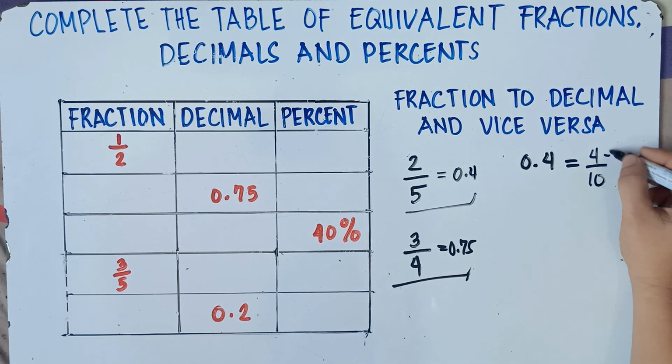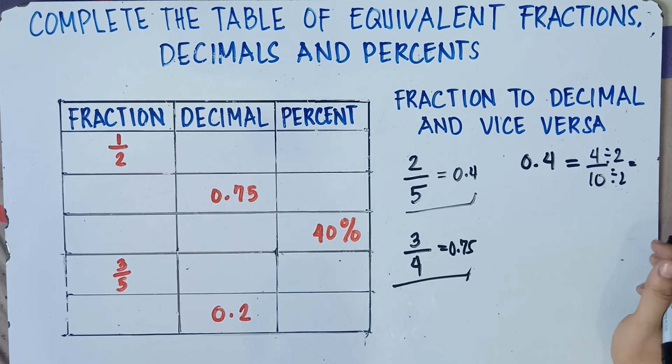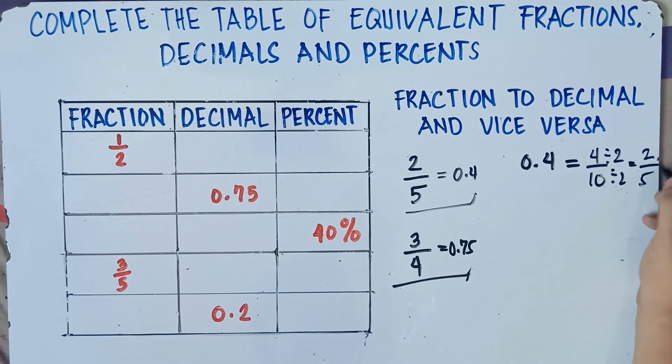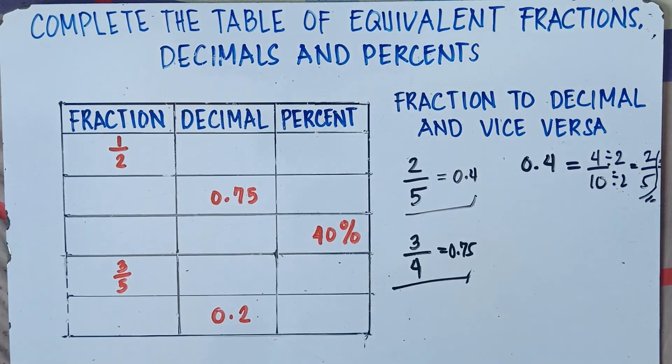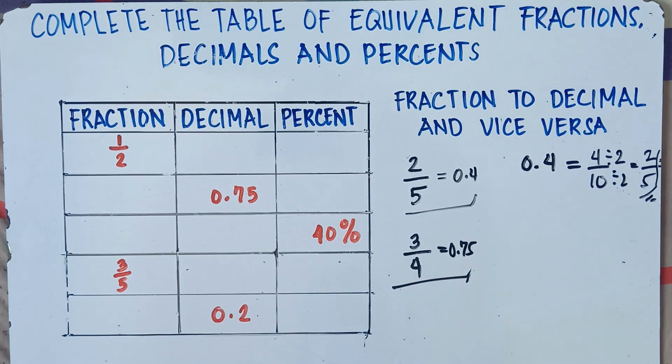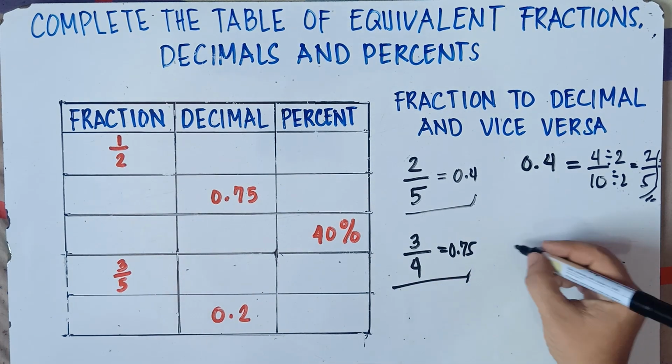Because if you can reduce the fraction, class, you always reduce the fraction to the lowest term. Yep, we can reduce this one by 2, divide by 2, divide by 2. 4 divided by 2, that is 2. And then 10 divided by 2, that is 5. That's why, class, you have 2/5. Same answer, class.